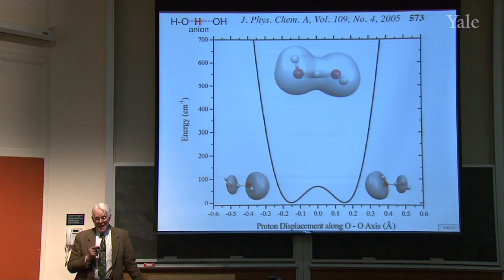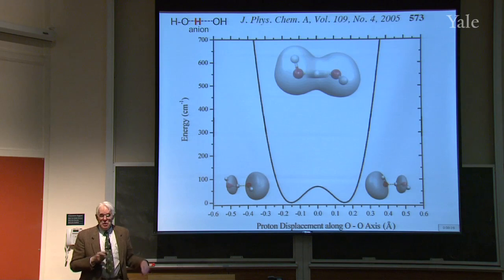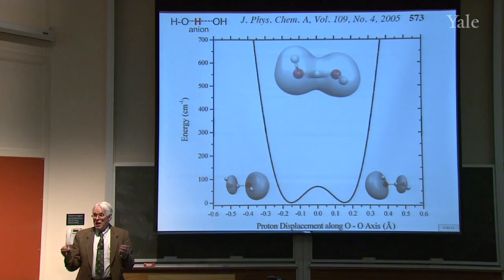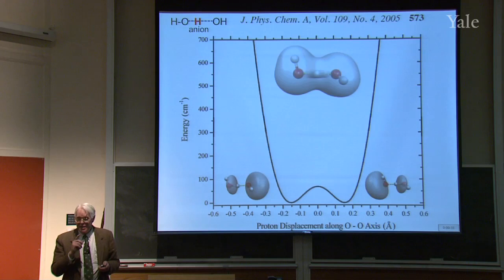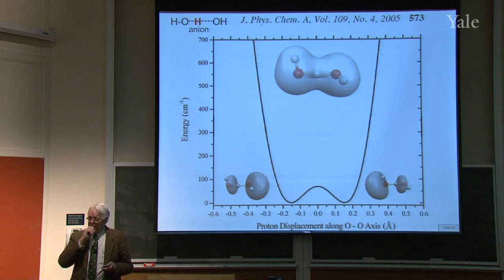It's a double minimum now, not a single minimum. So it's lower in energy when the hydrogen is on one end or the other, and a local maximum in the middle, right? However, hydrogen is very light. What does that have to do with it?